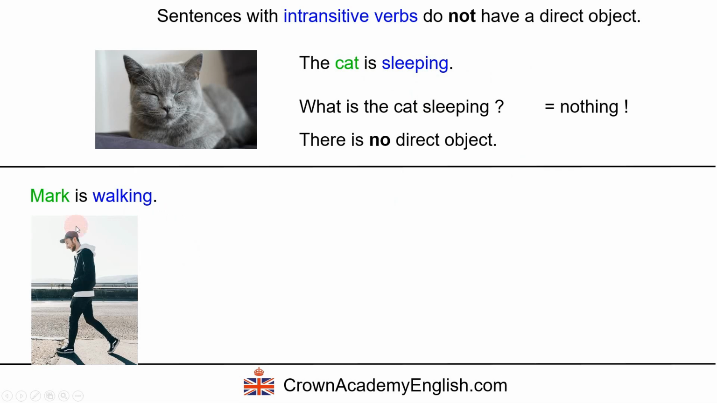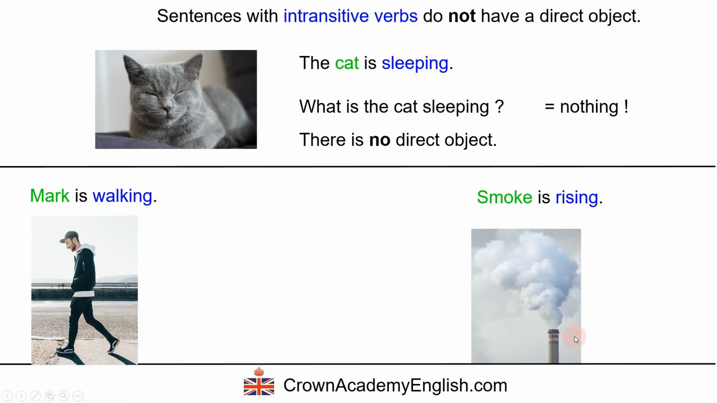Mark is walking. What is Mark walking? Well, nothing. That's a nonsense question. So we do not have a direct object. Smoke is rising. What is smoke rising? Well, nothing. It doesn't mean anything, that question. Therefore, there is no direct object. This is an intransitive verb. I have a separate video that explains the difference between transitive and intransitive verbs. The link is in the description and it's also on the screen now.